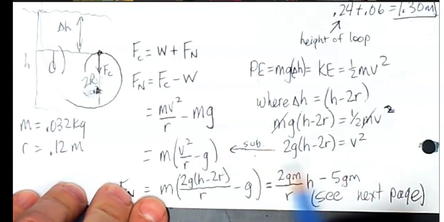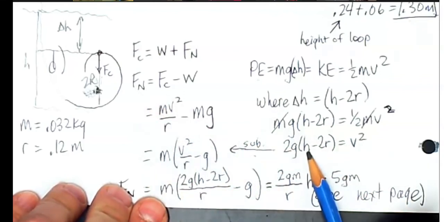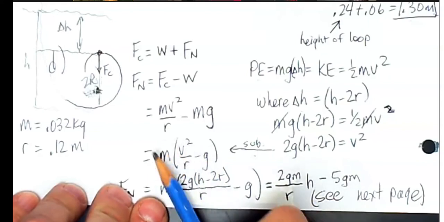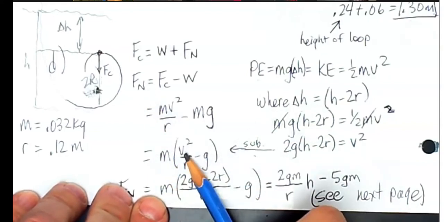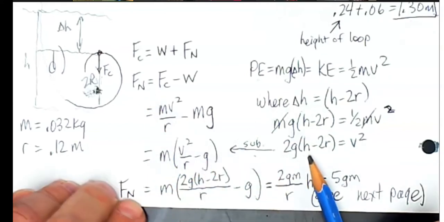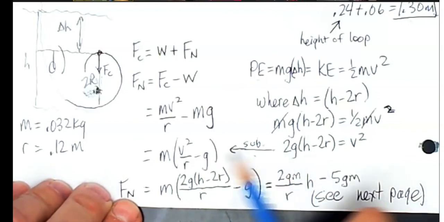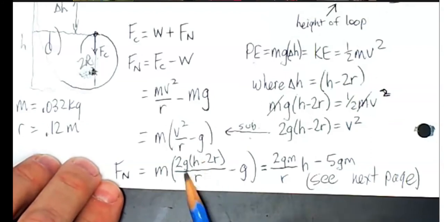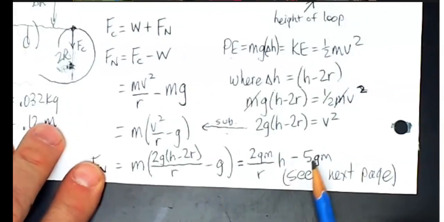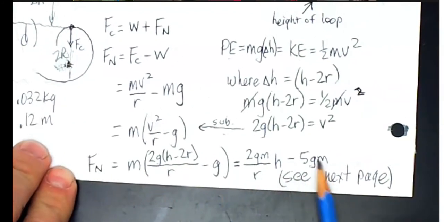And the reason I'm doing that is because I need to get my normal force in terms of h, right? So far over here, my normal force is in terms of velocity. So I want to get my normal force in terms of h. So I'm going to make that substitution. And then after I make that substitution, I simplify it. And this is the equation that I get.